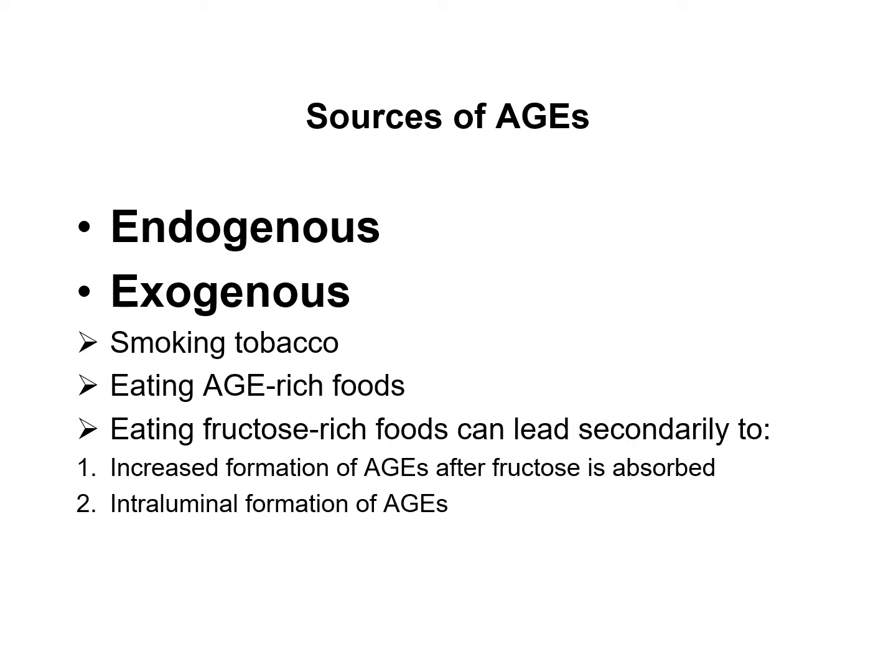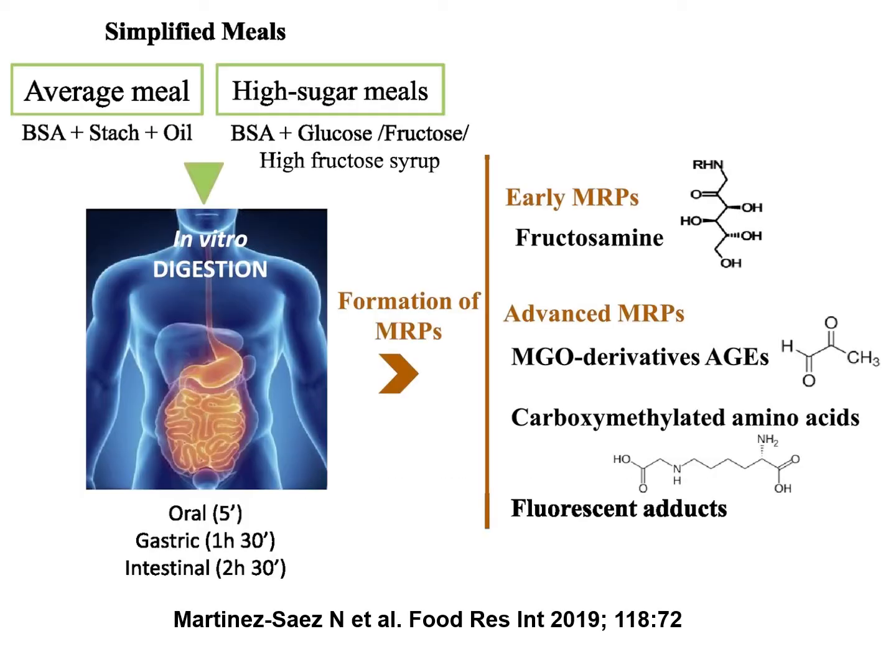So nowadays, most people accept that the sources of AGEs are both endogenous and exogenous. And exogenous sources include smoking tobacco, eating AGE-rich food, and eating fructose-rich food, which can lead secondarily to increased formation of AGEs after glucose is absorbed into the body, or even the intraluminal formation of AGEs.